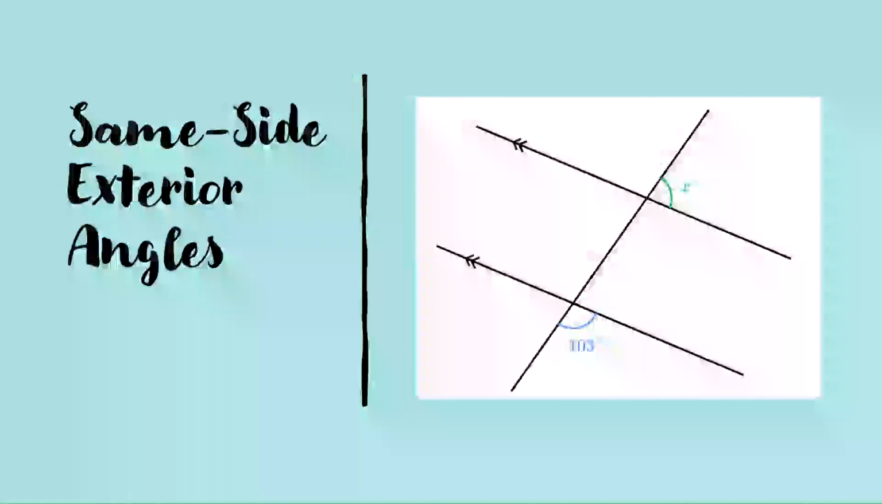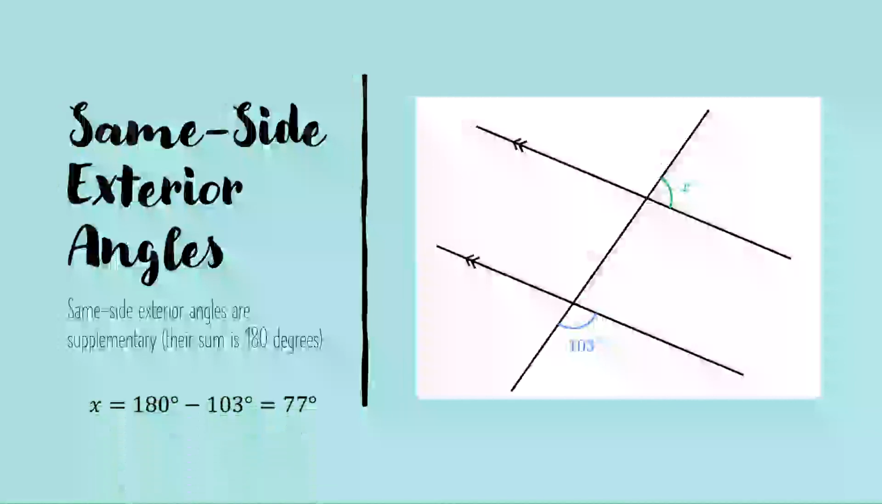All right, in this example, we see that our angles are on the outside of the parallel lines. That tells me that they're exterior angles, and they are on the same side of the transversal. So they are same side exterior angles. Just like same side interior angles, these kinds of angles are supplementary. When we add them together, they're going to equal 180 degrees. So we can say that X equals 180 degrees minus 103 degrees. X is 77 degrees.